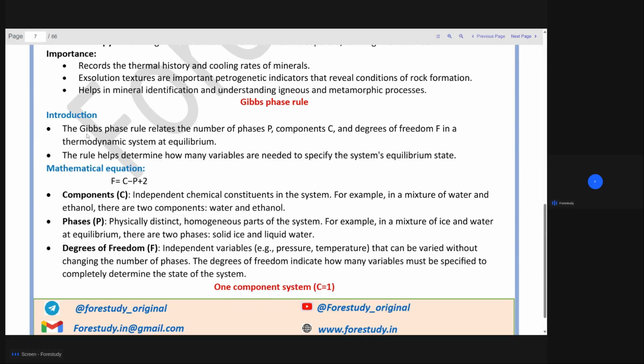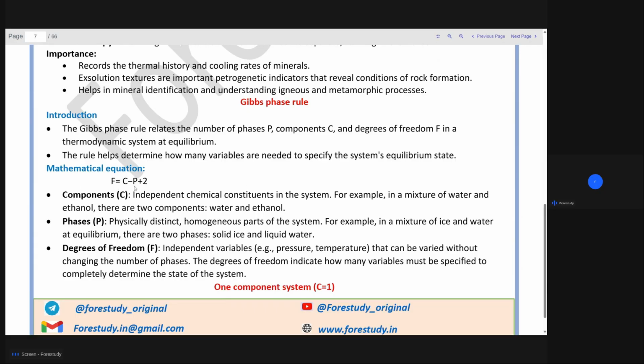Let's now read it. The Gibbs phase rule relates the number of phases P, components C, and degrees of freedom F in a thermodynamic system at equilibrium. The rule helps determine how many variables are needed to specify the system's equilibrium state. So for a mineral to be in an equilibrium state, it needs to follow a certain equation, which is the Gibbs phase rule, so that we can understand how many variables can change in that specific field. As we progress, we will understand it in a better way.